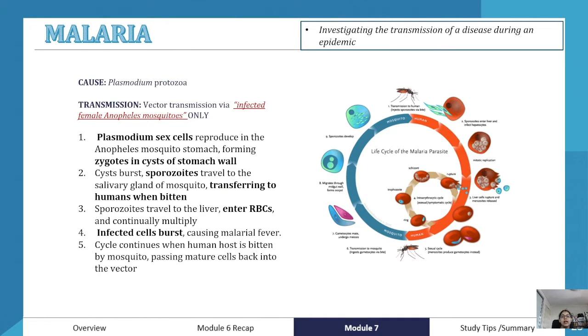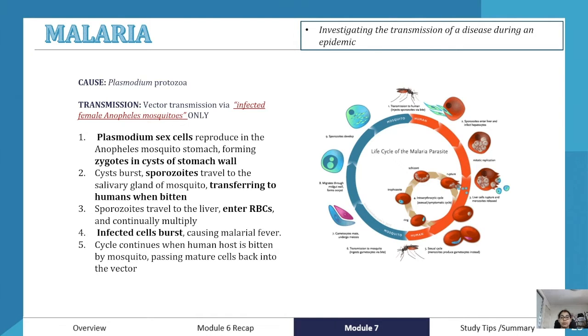Okay, so malaria. You'll have to investigate, and this is in the syllabus, the transmission of a disease during an epidemic. There are a couple to choose from, including Ebola, but you can choose any. I've chosen to go through malaria today because it's a really popular one that's really interesting to research as well. So malaria is caused by a protozoa, and specifically it is caused by the Plasmodium protozoa.